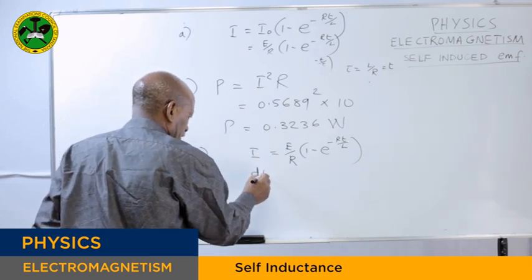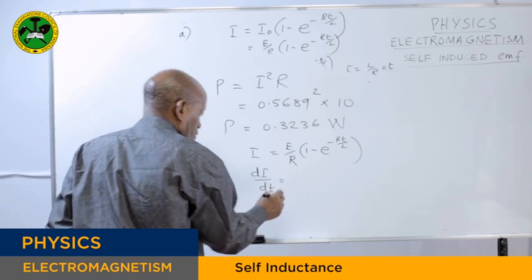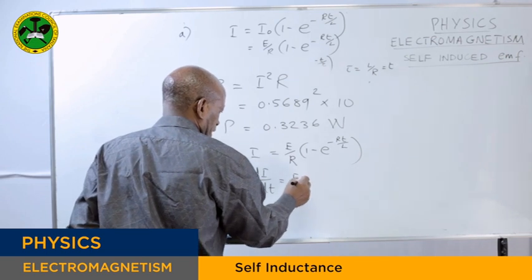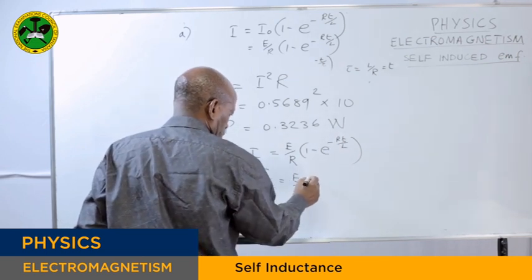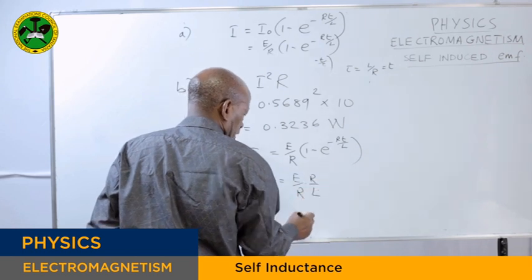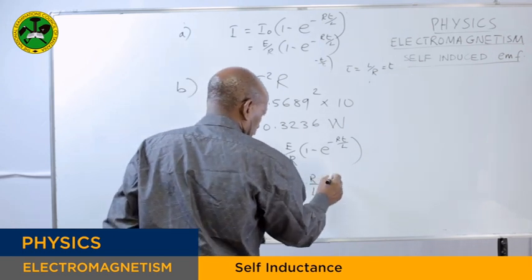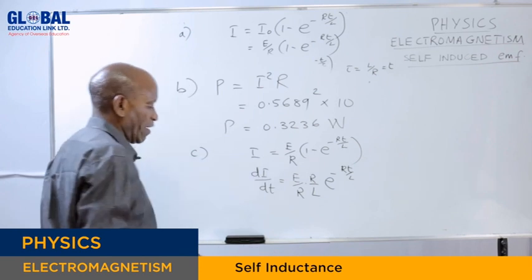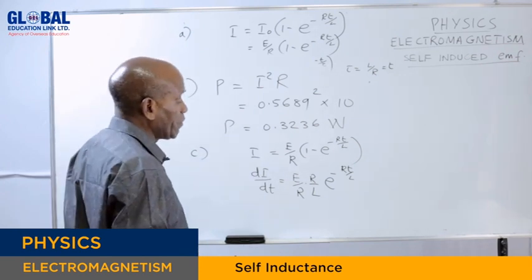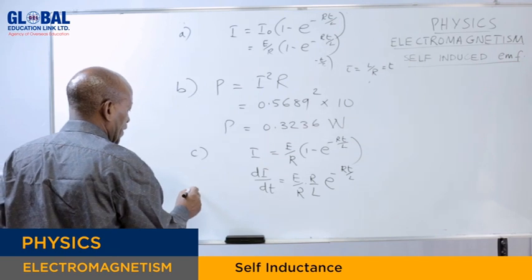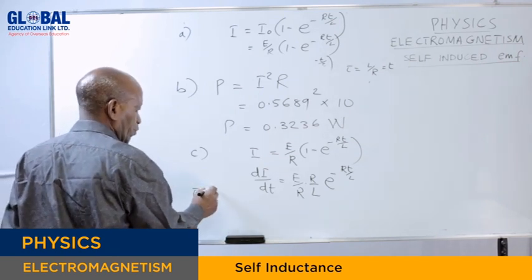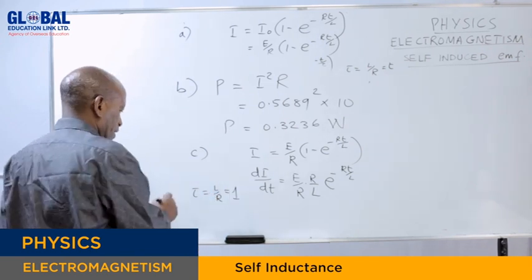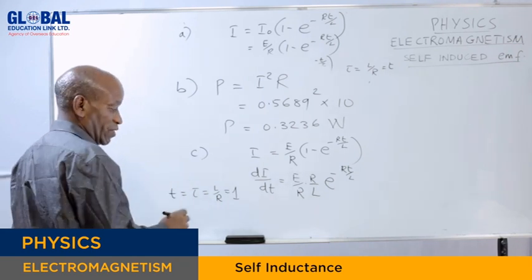The rate of change of the current is di/dt. So differentiating this with respect to time t, we get E over R times the derivative of this with respect to t, which will be equal to R over L e power minus Rt over L. But remember the inductive time constant, which is equal to L over R, is just equal to 1. That particular time t is just equal to the inductive time constant.